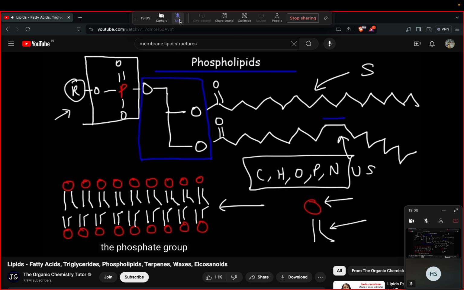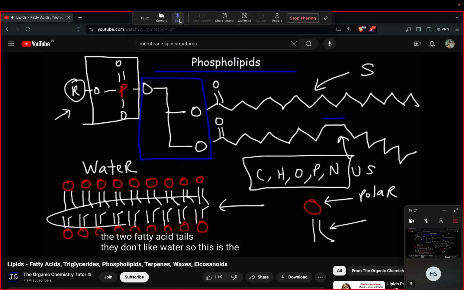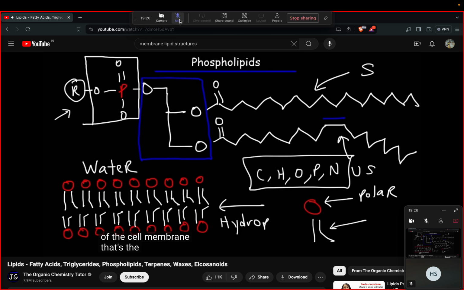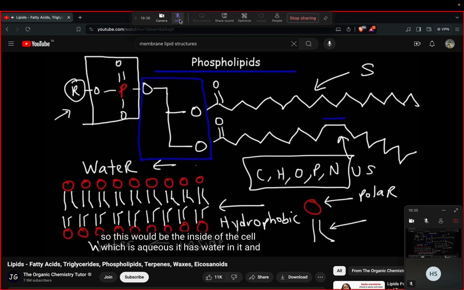The phosphate group is polar, so it likes water. So that's the part that's going to be facing water. The 2 fatty acid tails, they don't like water. So this is the hydrophobic region of the cell membrane. That's the part that wants to stay away from water. So this would be the inside of the cell, which is aqueous, it has water in it, and this is outside of the cell. But the membrane of the cell, in the interior, it's hydrophobic.